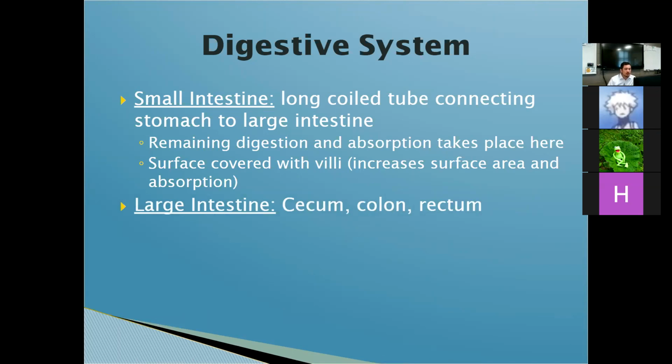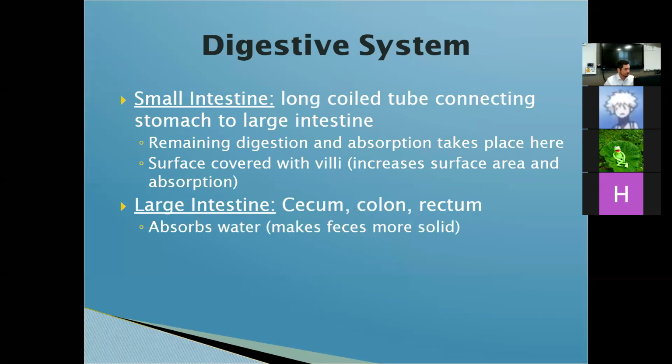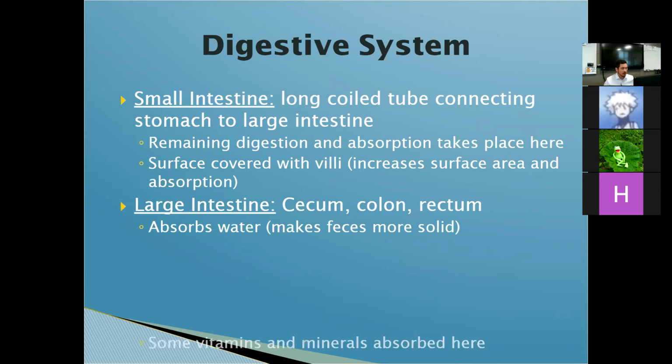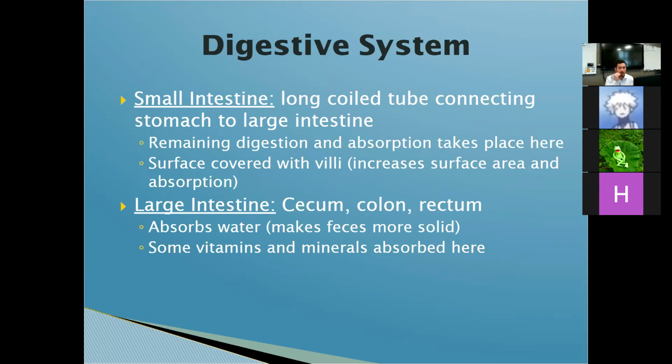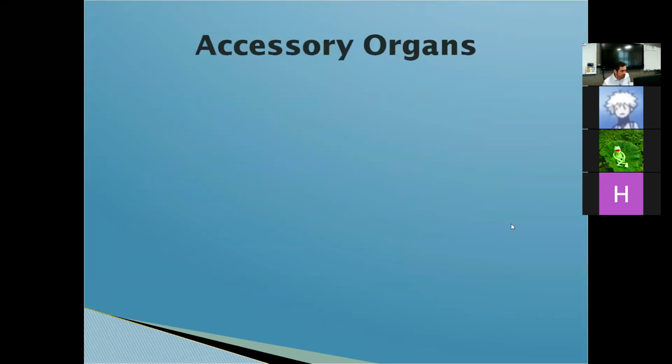And then we have our large intestine. It looks a little bit different in pigs than it does in humans. They have a cecum, which is connected to their colon, and then the rectum, which is a little different than in humans. Mostly the only thing your large intestine is doing is absorbing water and a little bit of vitamins and minerals. Those are basically the only things being absorbed in your large intestine. Your actual digestion is going to happen in your small intestine.